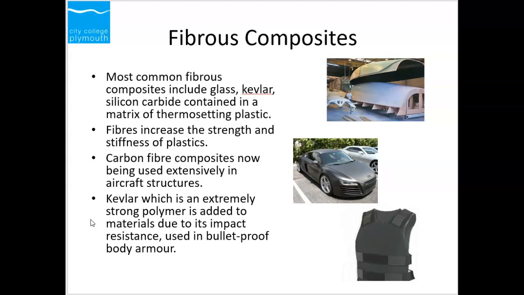Carbon fiber composites are used in a lot of aircraft and the aerospace industry because their strength to weight ratio is really high and the weight to strength ratio is really low. Kevlar, which is an extremely strong polymer, is added to material due to its impact resistance. They are used in bulletproof vests.